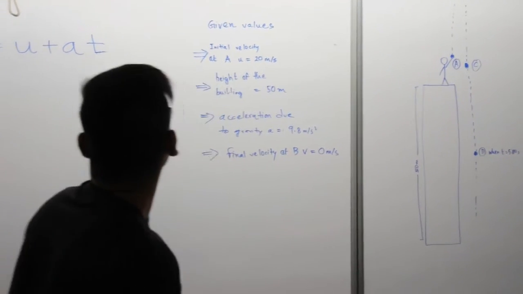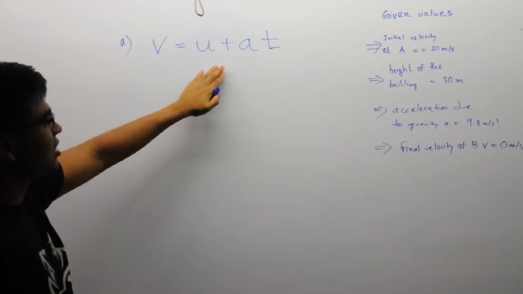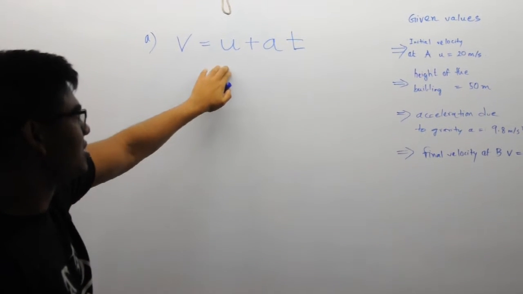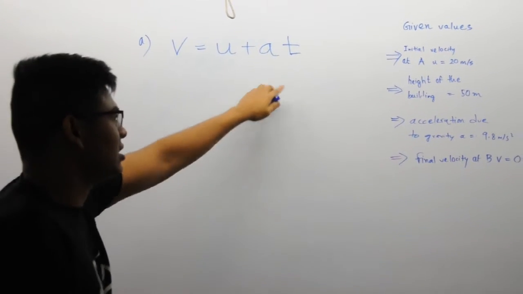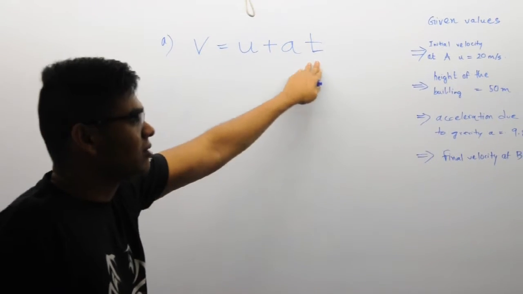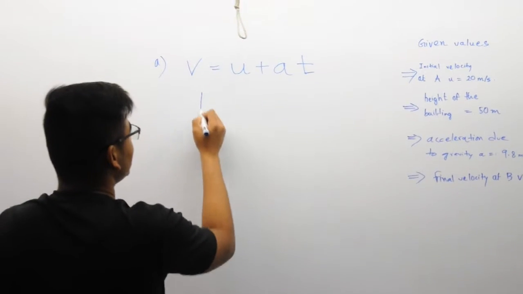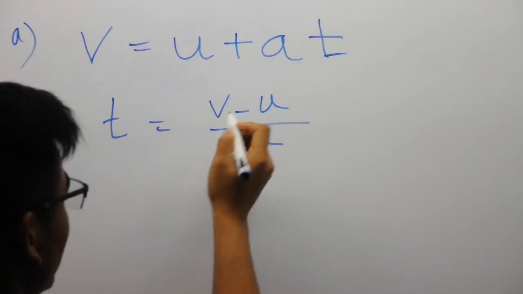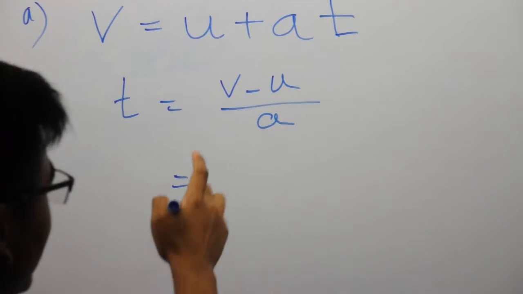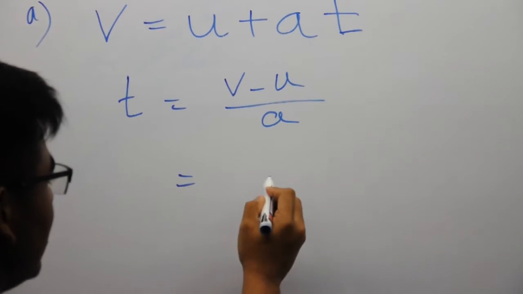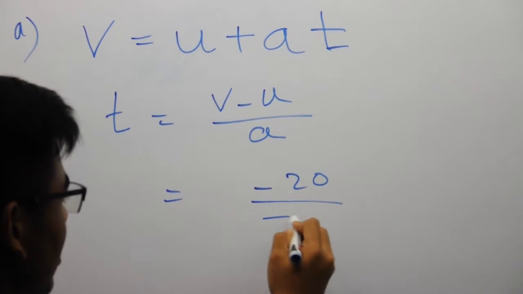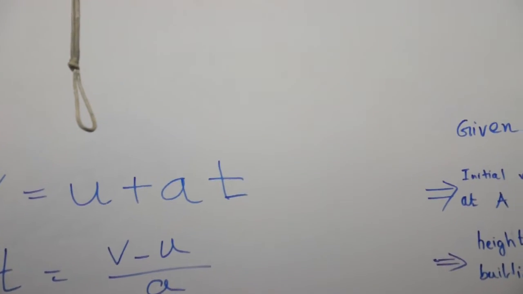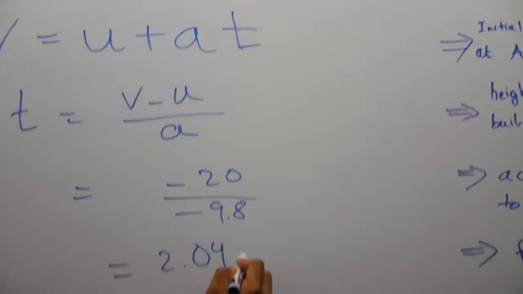We are supposed to calculate the time taken between these two positions to reach the maximum height. So we use the formula v equals u plus at. v is the final velocity, u is the initial velocity, a is the acceleration due to gravity, and t is the time taken between the two positions that we need to calculate. So t equals v minus u over a, which is final velocity minus initial velocity, so minus 20 over minus 9.8. So the time taken is 2.04 seconds.